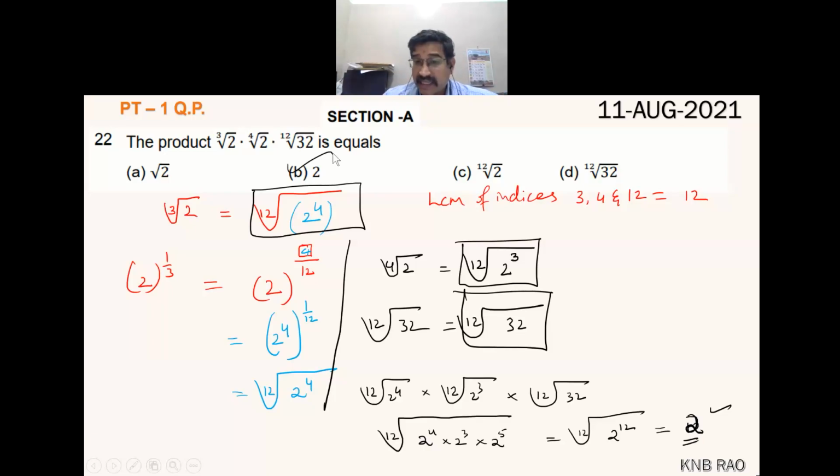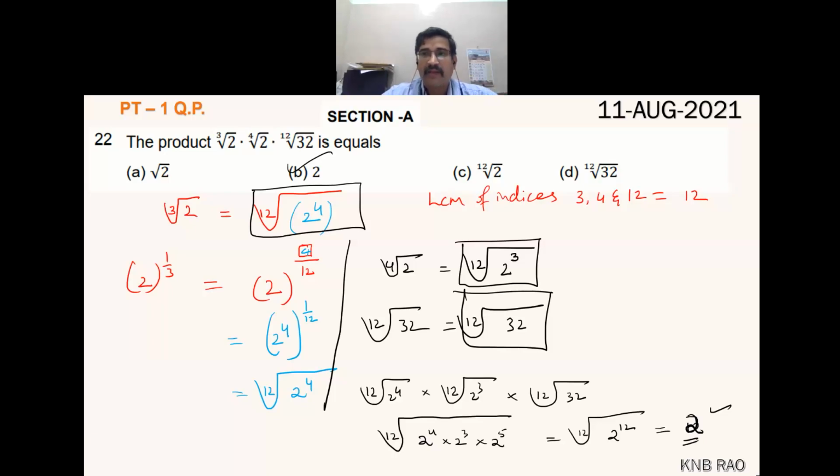Not only doing operations on surds, comparison of surds with different indices is done after bringing all those surds into the same index. Understood? Operations between the surds are done only when the surds are brought to the same index.